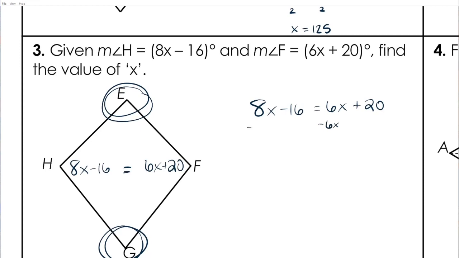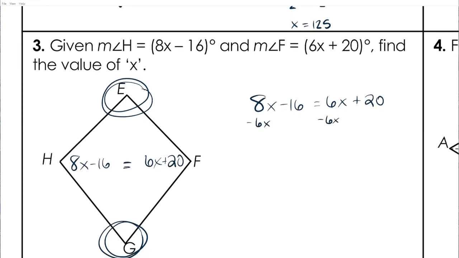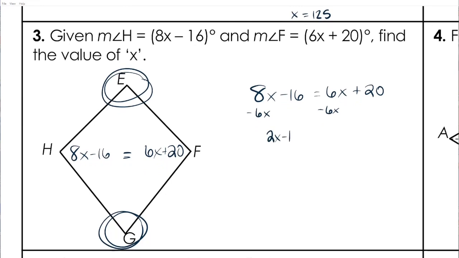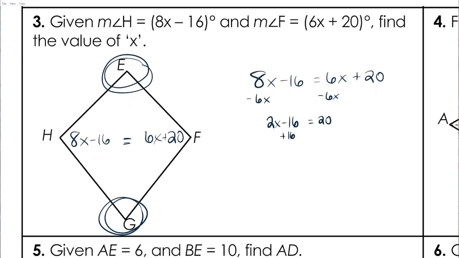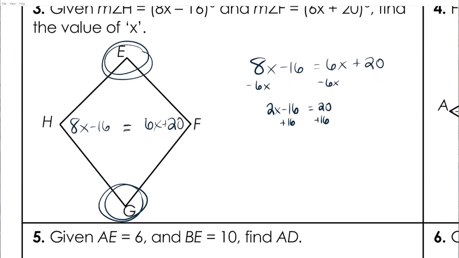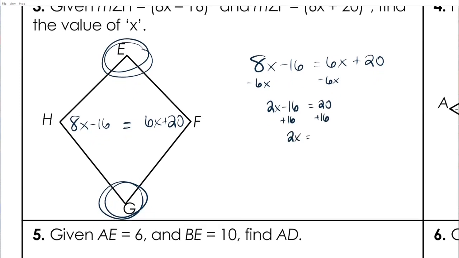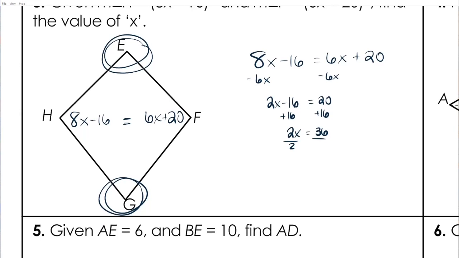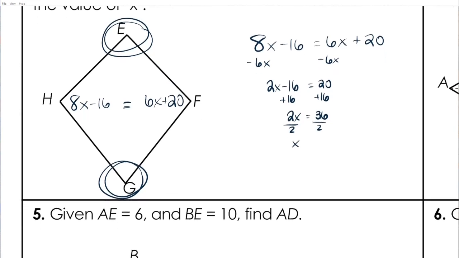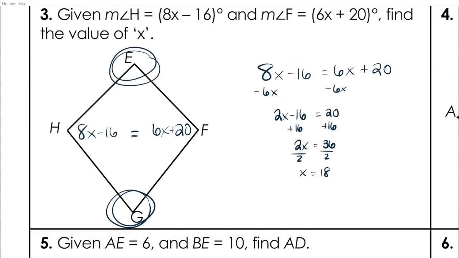All right, we got a variable on both sides, so we always move our variable first. Subtract 6x. 2x minus 16 is 20. After we go ahead and isolate our variable, now we can move our constant. Plus 16. 2x is 36. And then now that our variable is all by itself, we can go ahead and divide by that coefficient of 2. And then 36 divided by 2 is 18.